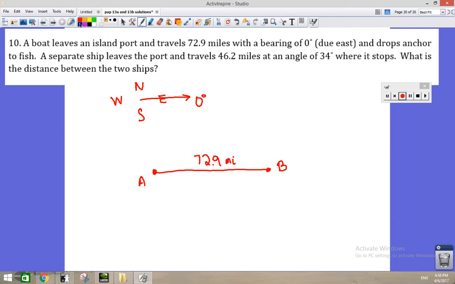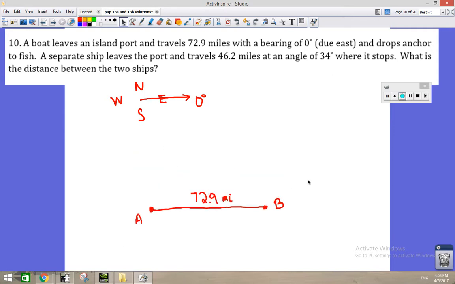There's a second boat, and this boat leaves the same port at an angle of 34 degrees. Well, 34 degrees from 0. Now remember that since that's a positive angle measure, it's counterclockwise, so it's heading off in this direction because this angle right here is 34 degrees. It travels not quite as far, 46.2 miles. So my triangle here is not drawn to scale, but that's not a problem. And it drops anchor, and we're going to call that C.